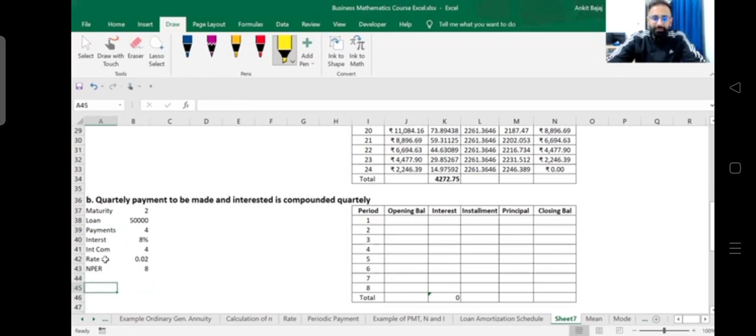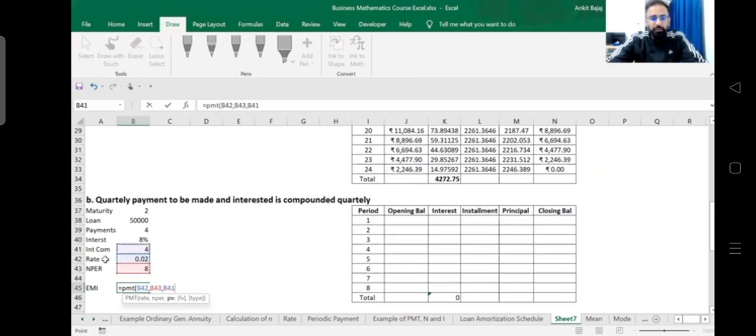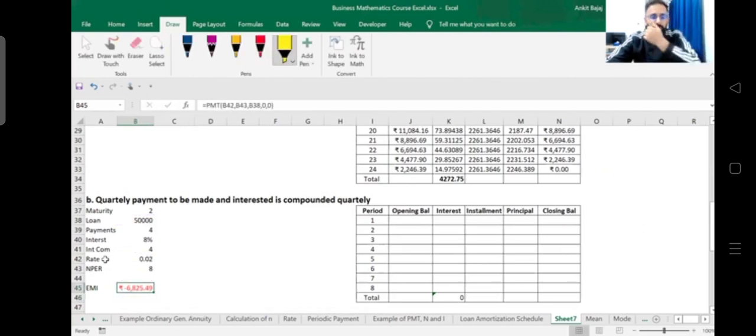Now we have to find the EMI value, so with the PMT formula we will calculate the EMI. PMT is going to be the rate, then NPER, which I have already mentioned here, that is 8. The present value of the loan is 50,000. Then 0, and again 0 here. Every quarter the company will be paying 6,825 rupees.